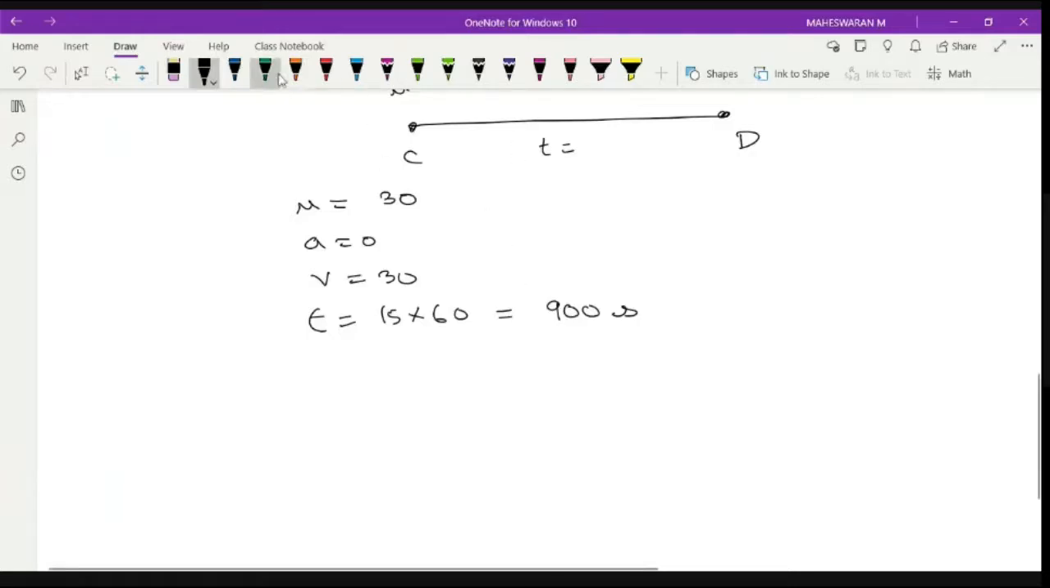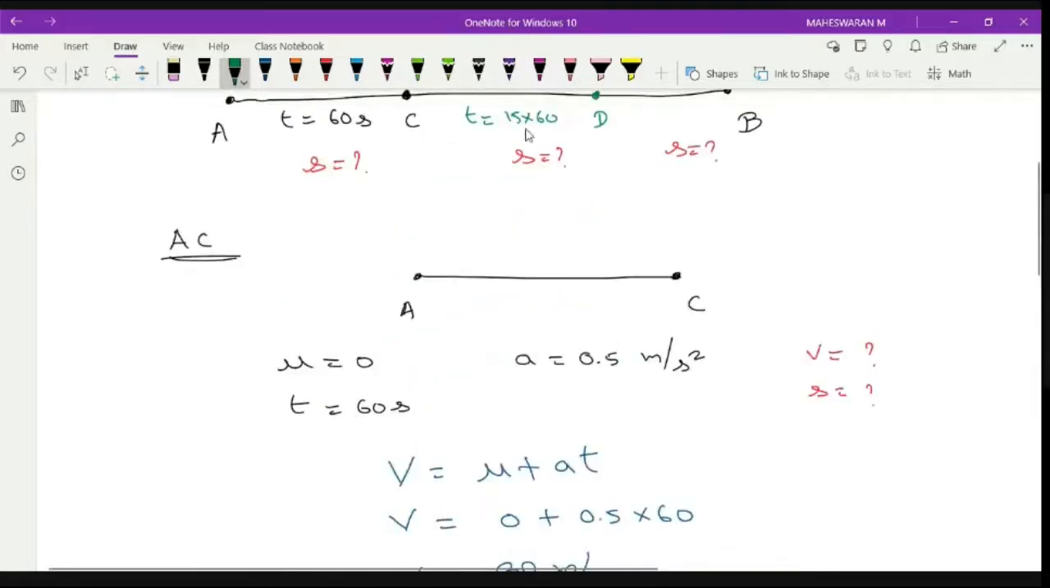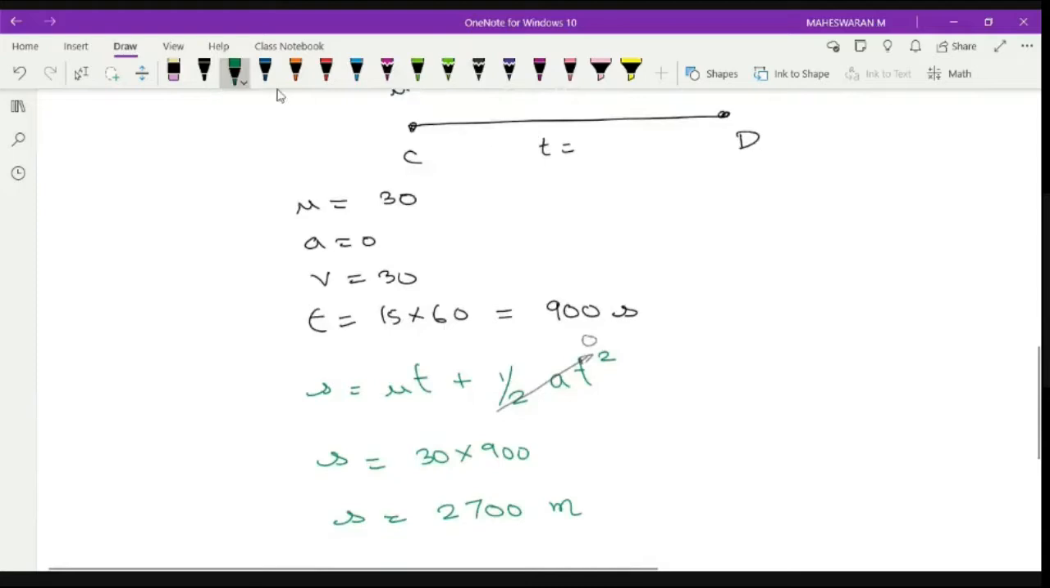Let us identify the value of S. We know the formula, S is equal to UT plus half AT square. So S is equal to U, which is 30, into 900. Because acceleration is zero, this term gets cancelled. So this is 27,000 meter. So this is my second term, CD. That part is over. Next we have DB.